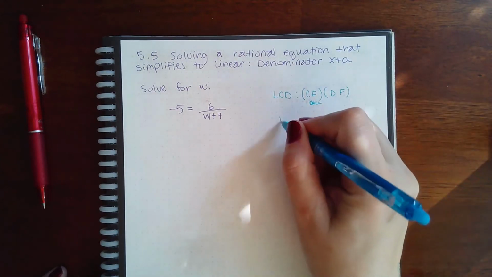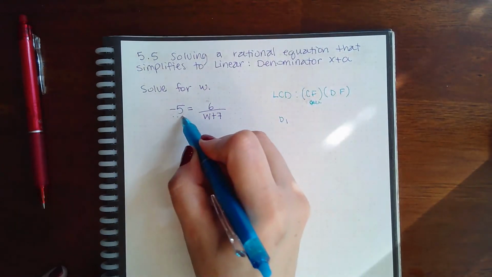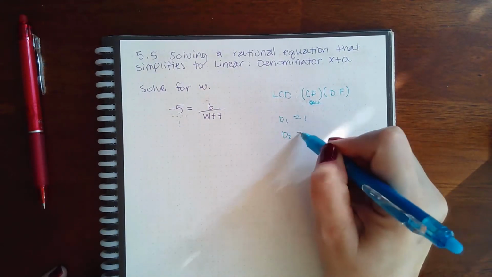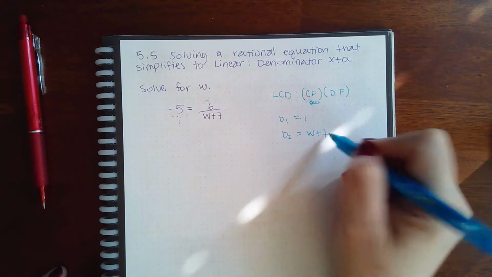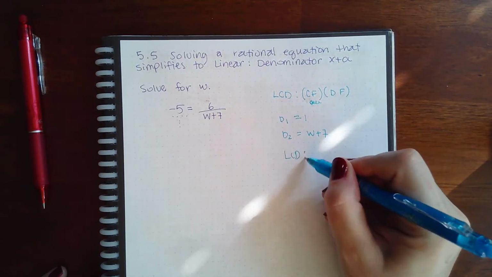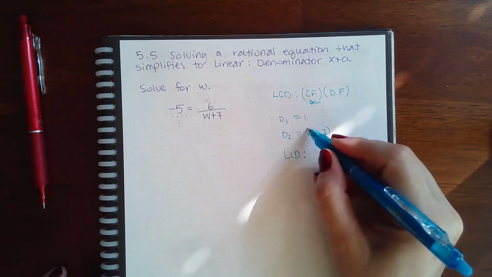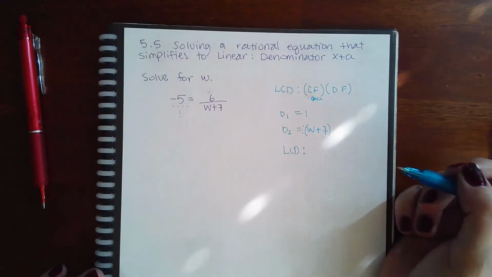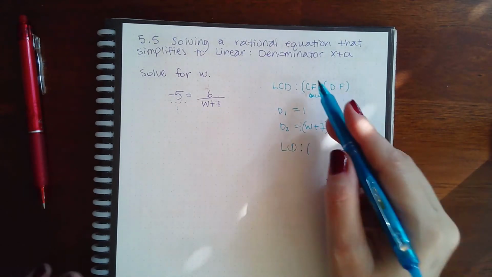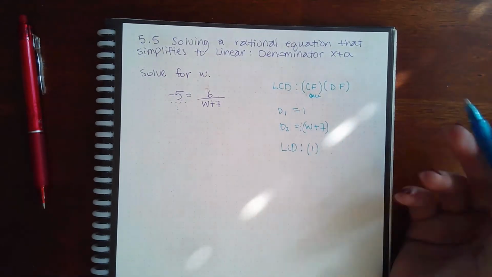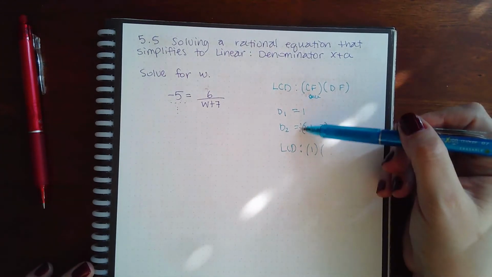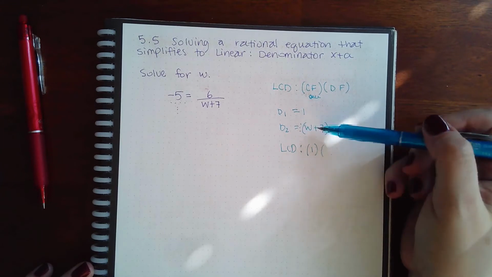Okay, so my first denominator is actually a 1. My second denominator is w plus 7. So what do they have in common? If they don't have anything else in common, you can write this and then there's an imaginary 1 in front, right? So if they don't have anything in common or you can't identify it, it's usually 1 if everything looks different.